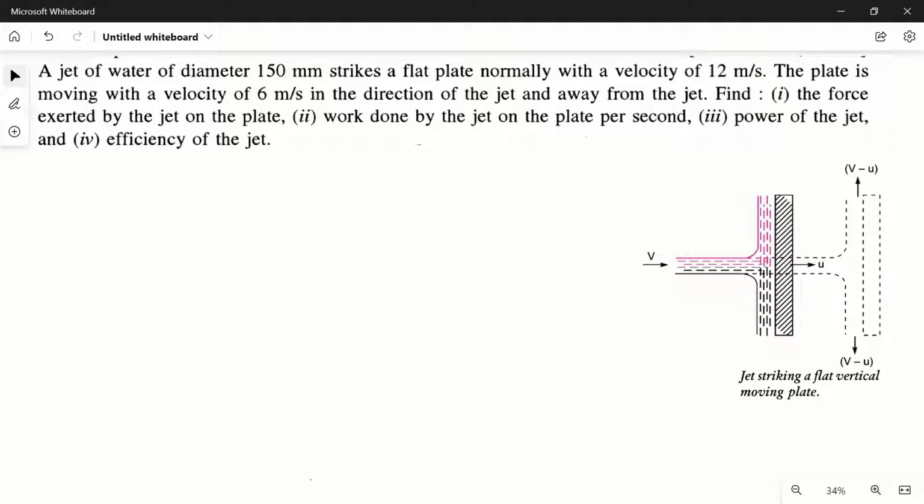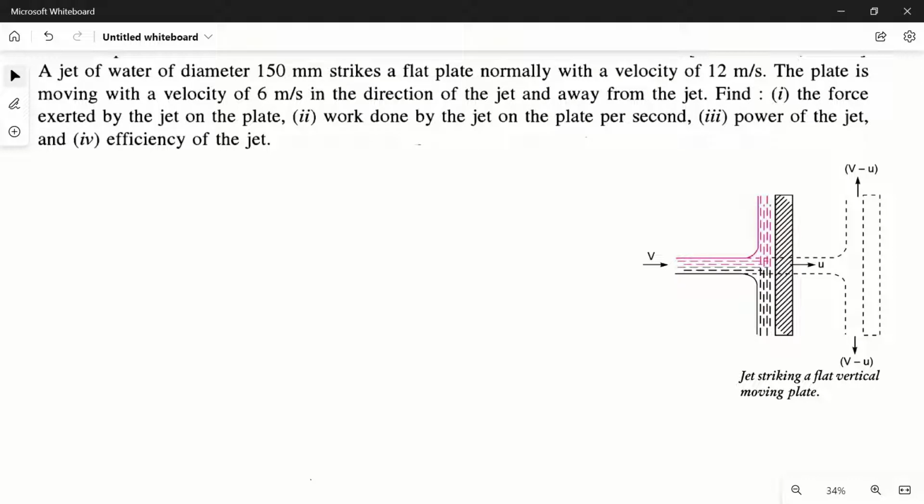In today's video, we will solve a numerical problem related to fluid mechanics, regarding the force exerted by a moving jet with velocity v on a moving plate which is moving with the velocity u. So let's read out the problem.